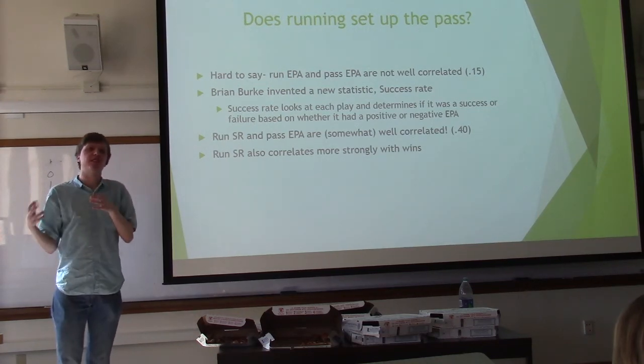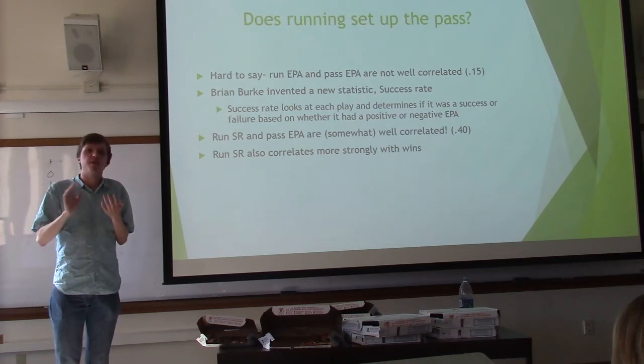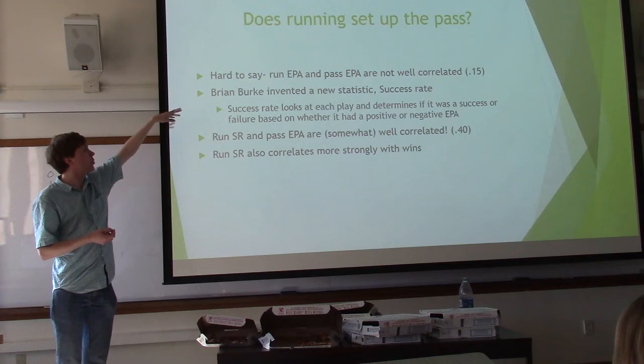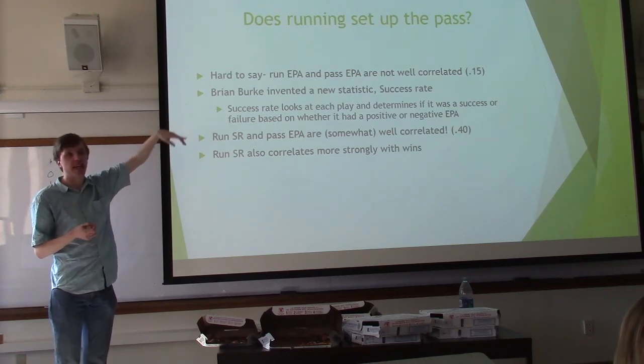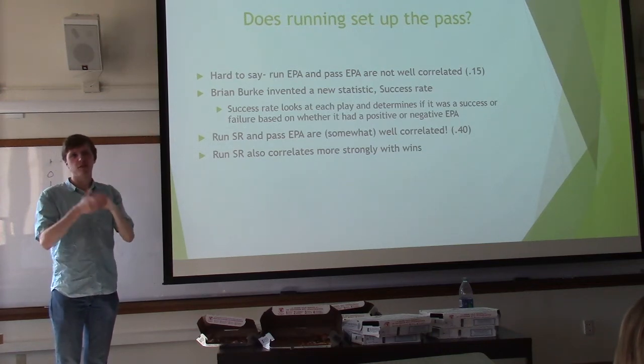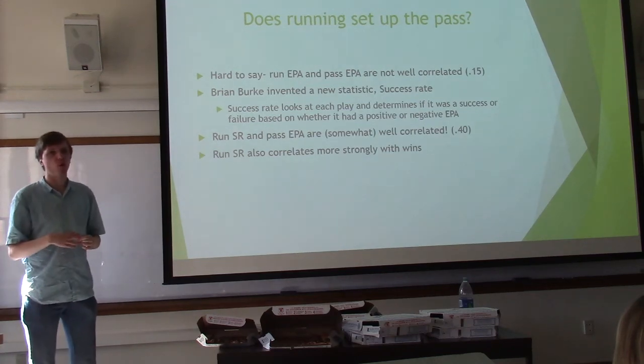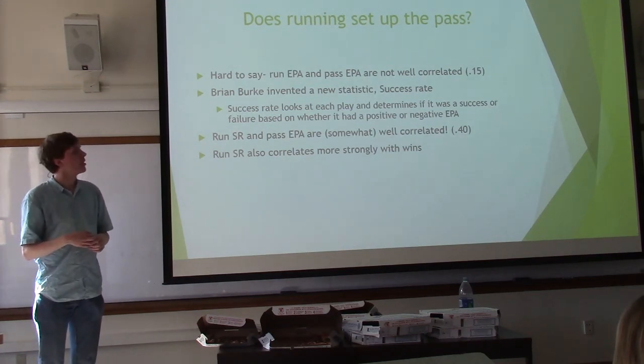I would love to believe that it's true because it's this whole game theory aspect of football that is fun to watch. So Brian Burke looked at run EPA and pass EPA and saw if they were correlated for teams. They're poorly correlated, right? The correlation coefficient is 0.15, which is not great. I mean, it's better than the SAT's predictions of first year success, but it's still very bad.